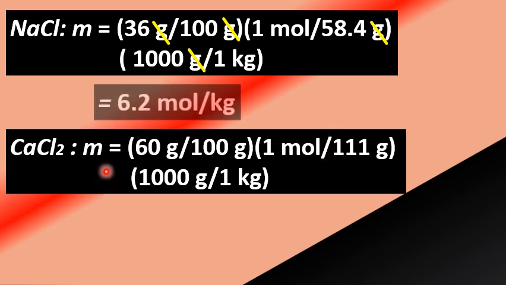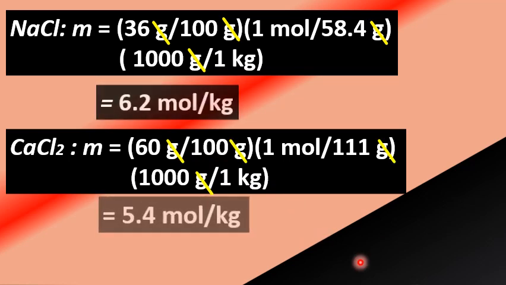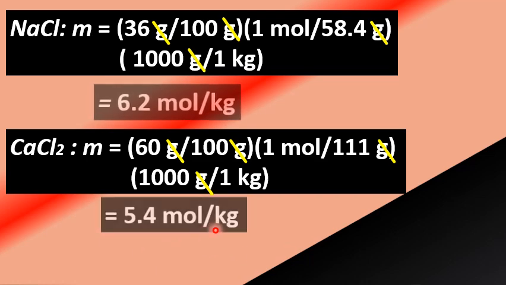Similarly, for calcium chloride, its molality can also be determined by multiplying the percentage by mass, 60 grams per 100 grams, by the reciprocal of the molar mass of calcium chloride. That is, in 1 mole, there are 111 grams. And then, the unit of gram is converted to kilogram. So the unit grams here cancels out, and we will get the molality of calcium chloride equal to 5.4 moles per kilogram, or 5.4 molals.